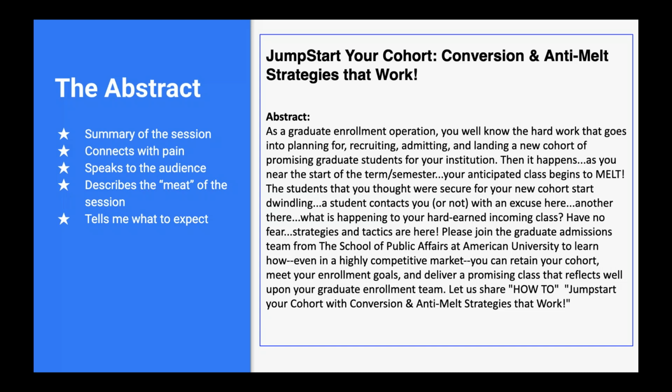And so it's telling me a story. I'm now attracted to this. And if this is something that appeals to me, I'm like, yes. And now it's starting to tell me who I'm going to hear from. Please join the graduate admissions team from the School of Public Affairs at American University to learn how, even in a highly competitive market, again, appealing to my pain, if I feel I'm in a competitive market, I can retain my cohort, meet enrollment goals, and deliver a promising class. And so I just feel like this is a great summary description. It doesn't give everything away, but it's very compelling, and I kind of know what I'm going to get out of it.